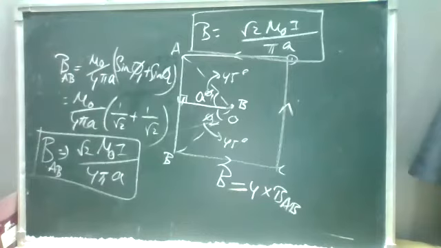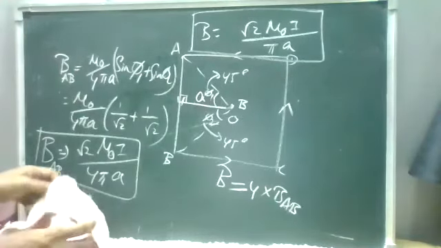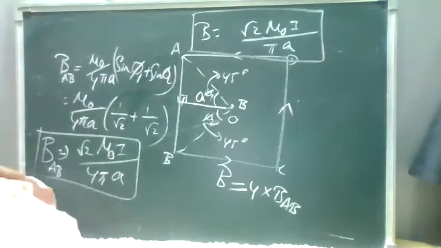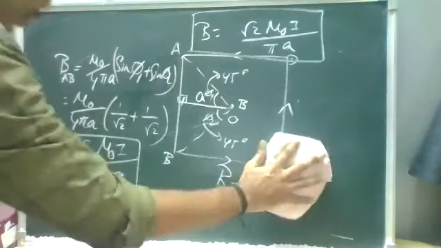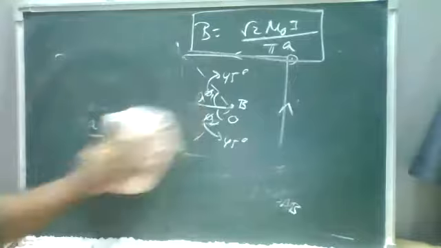Magnetic field on the axis of circular current loop. I'm erasing this one. So what we saw now was the straight line. Now, when it is circular, how is the magnetic field? There are some cases also, and this is important.